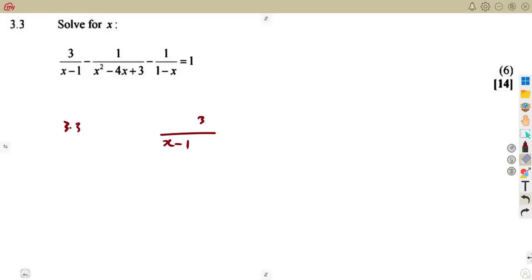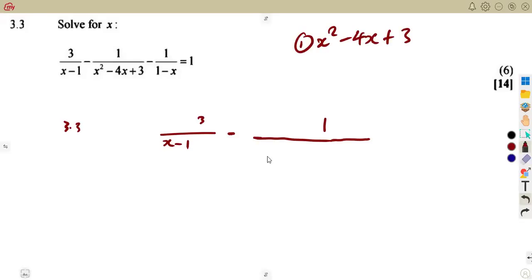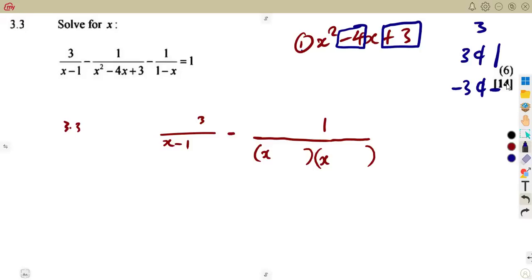Then moving on to this part, it's minus. So you're going to subtract this part here, which is a quadratic expression. Let's just factorize that, guys. Remember, there is x squared minus 4x plus 3. The coefficient of x squared is 1. So it simply allows us to have two brackets where we have x and x here, giving x squared. What are the factors of 3? 3 and 1, or minus 3 and minus 1.